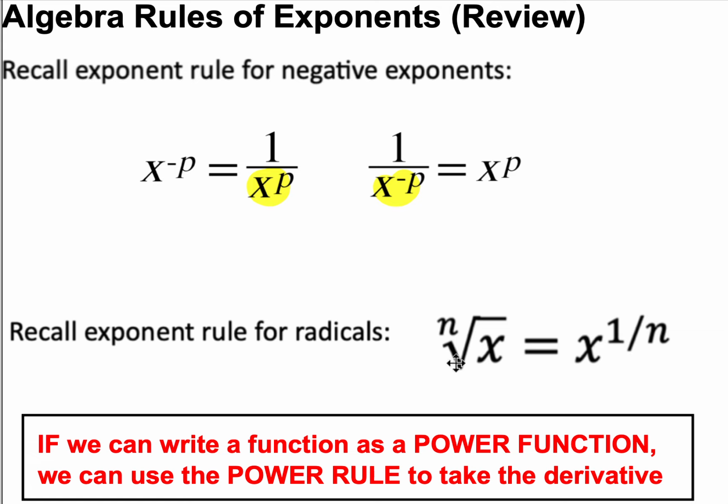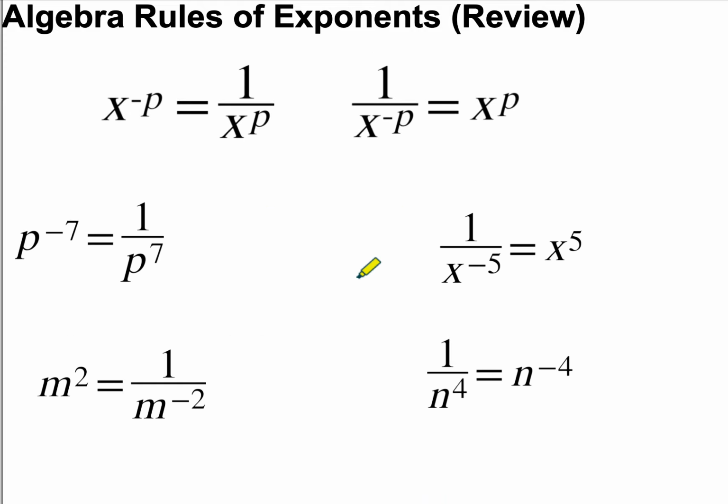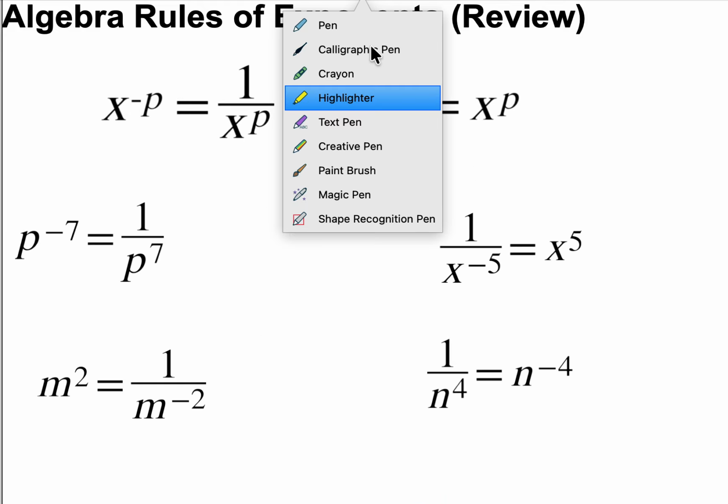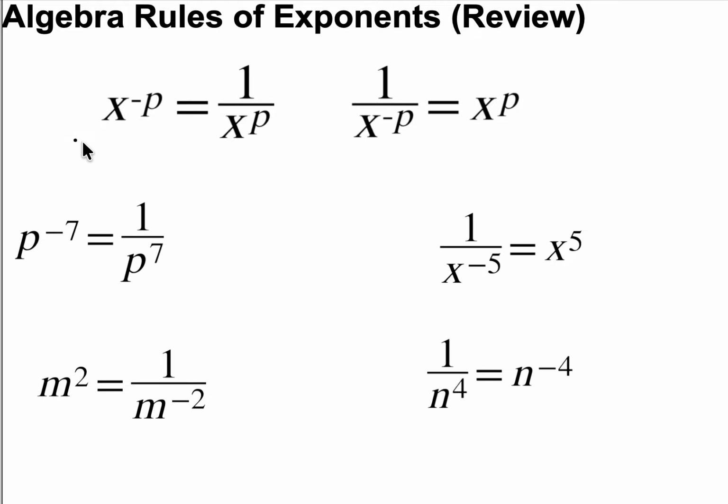And similarly, if we have radicals like this, if I can write it with a fractional exponent, that will allow us to use the power rule to take the derivative. All right, so let's take a look here. Just a quick overview. If I have any variable x raised to a power, in this case negative p, I can rewrite that with a positive exponent by, you can think of this as x to the negative p over 1. I can take the reciprocal, or I can flip it.